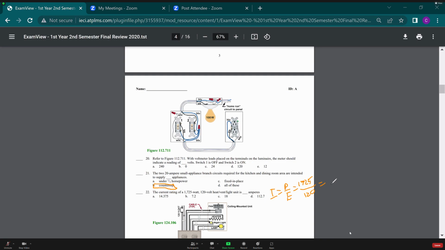I got 14.375. Do you guys agree? Boom. Letter A, not number A. That doesn't make sense. All right, we're going to clear up the board here and pop on down.